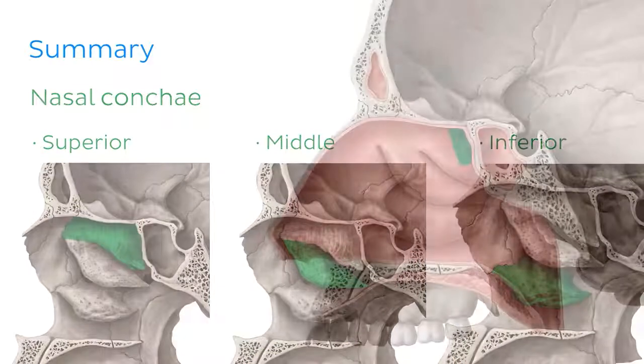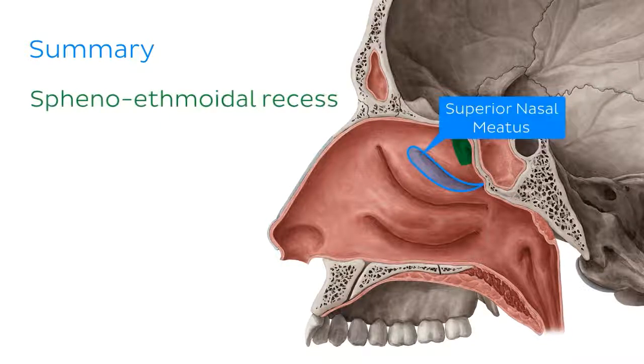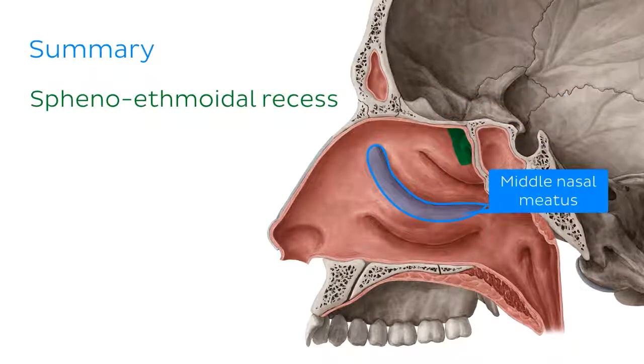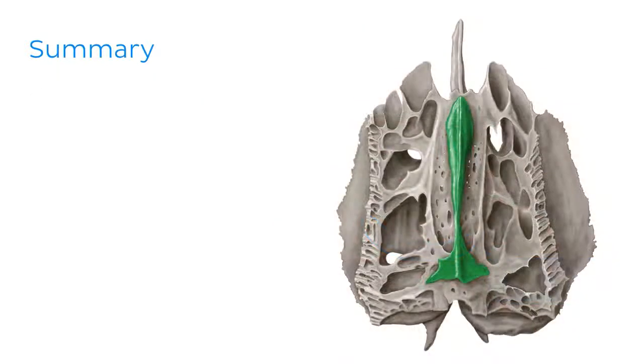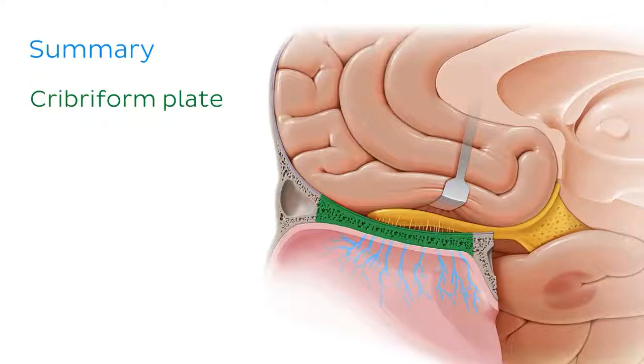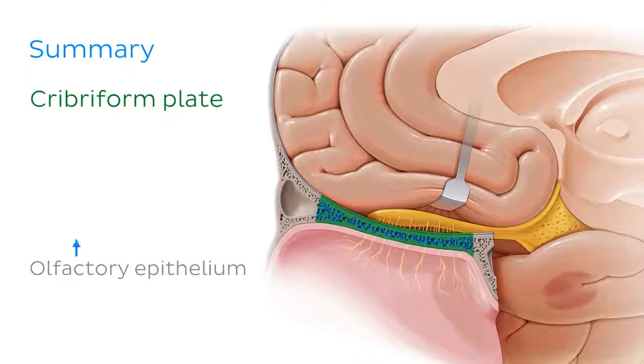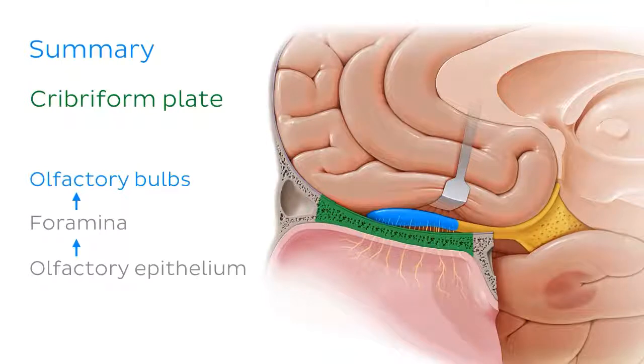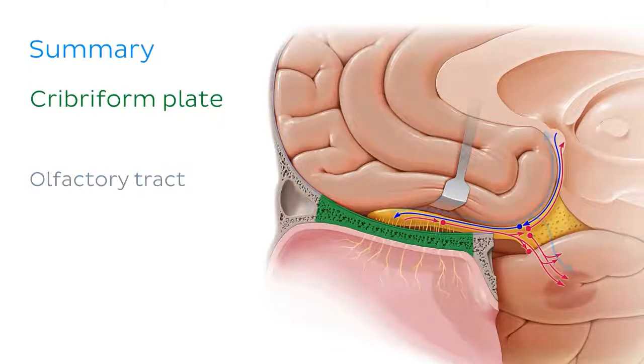The most superior air channel is called the sphenoethmoidal recess. Below each conchae there is a superior, a middle, and an inferior meatus. The crista galli of the ethmoid bone is where the falx cerebri attaches to the skull. On either side of the crista galli is the cribriform plate, and here the foramina peppered through the plate are vital to olfaction and contribute to the flow of air through your nasal cavities, along with the olfactory epithelium, olfactory bulbs, olfactory tract, and olfactory cortex of the brain.